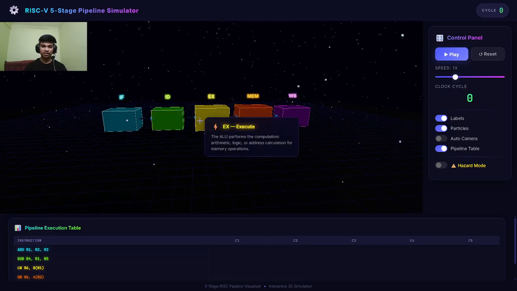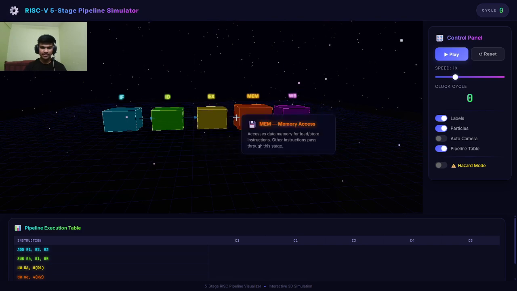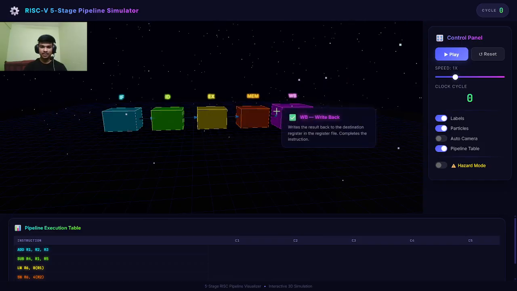Third one is execute. The ALU performs the computation, arithmetic logic or address calculation for memory operations. The fourth one is memory access. It accesses data memory for load store instructions. Other instructions pass through this stage. The last one is write back. It writes the result back into the destination register in the register file, and completes the instruction.